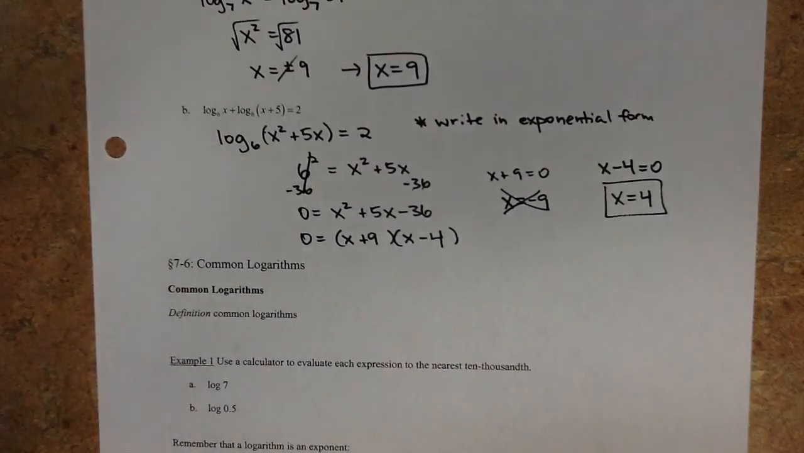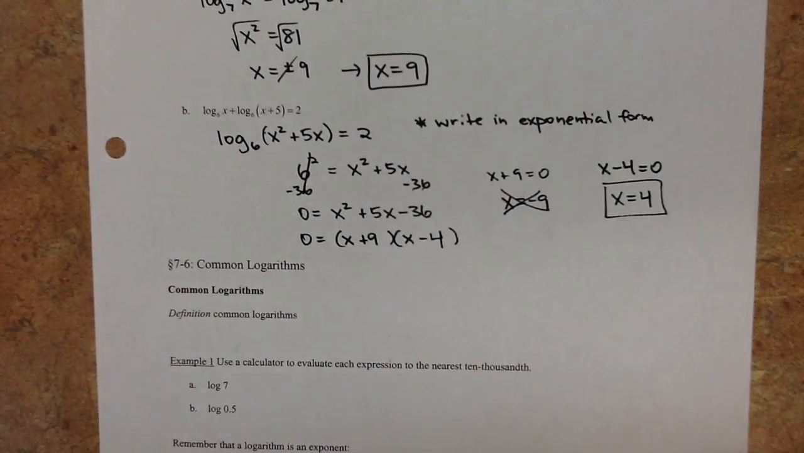Okay, so that finishes up our properties. We've got just a couple sections left. We've got 7-6 and 7-7, so we are on our way.